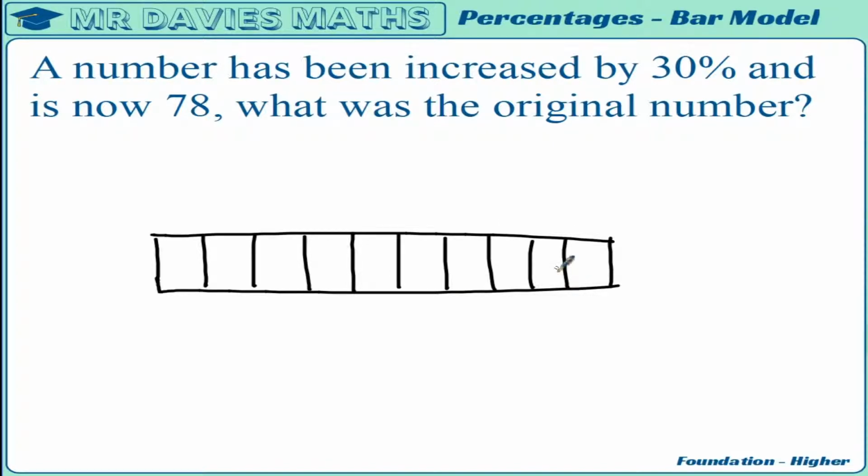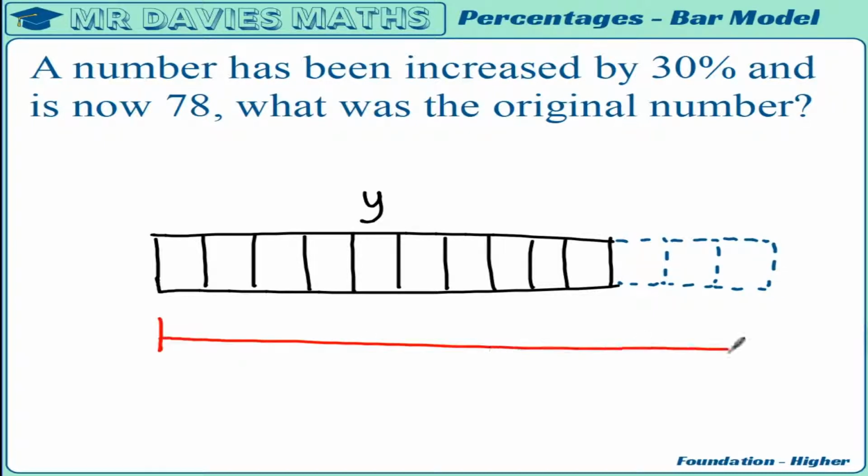This time, my number has not been told to me again, so I'm going to call it Y this time. Doesn't really matter what I call it, I just don't know what it is. This time it's been increased by 30%. So someone has decided to add on 3 boxes. Someone's added on 30%. And apparently the new total is now 78.